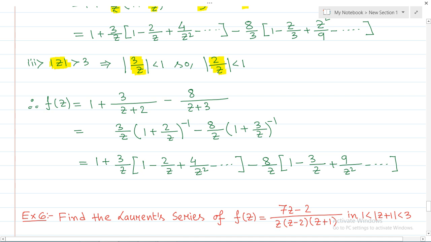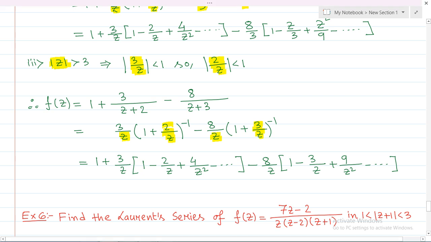Now we are having two factors here, 3 by z plus 2 and 8 by z plus 3. So how to get this 3 by z? To get this 3 by z, we have to take common z. Then the 3 by z terms will come here. How to get this 2 by z? We have to take common z, so that we will get 2 by z here. So basically you have to understand, depending on the region choice, which term you have to take common. Either you have to take common the constant, or you have to take common the z itself.